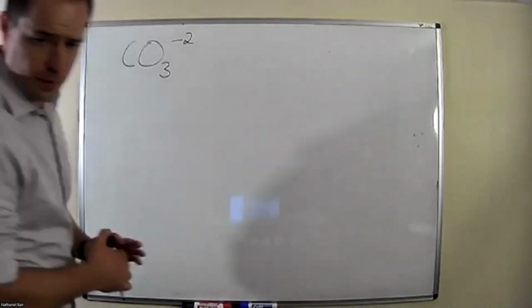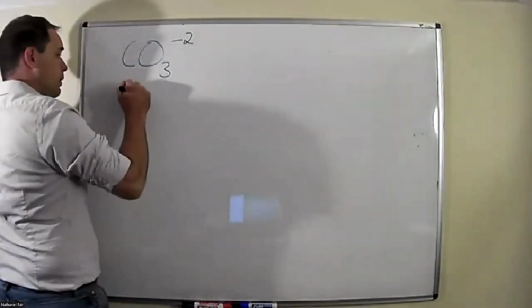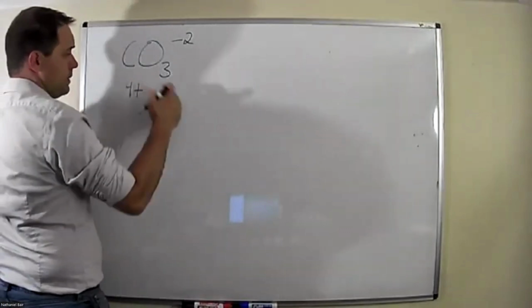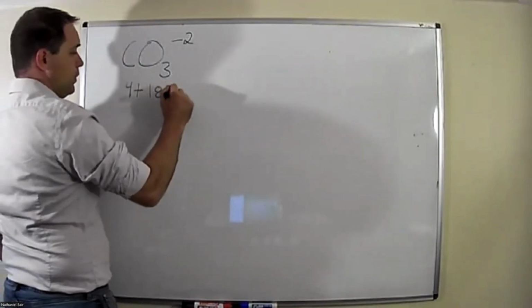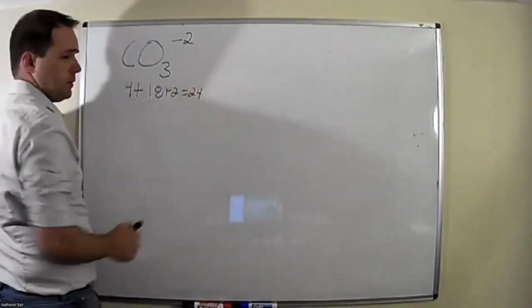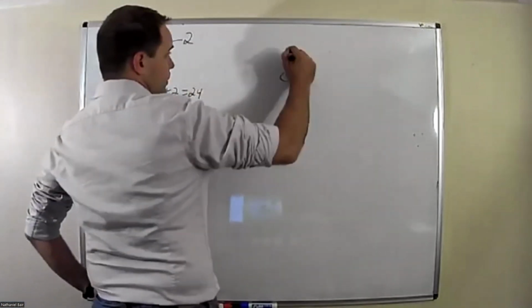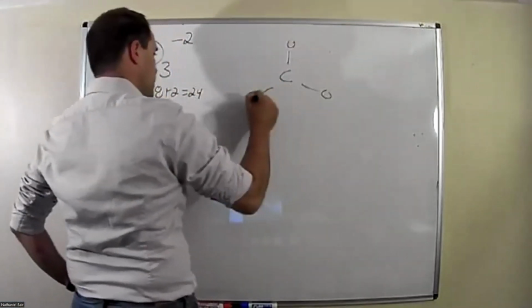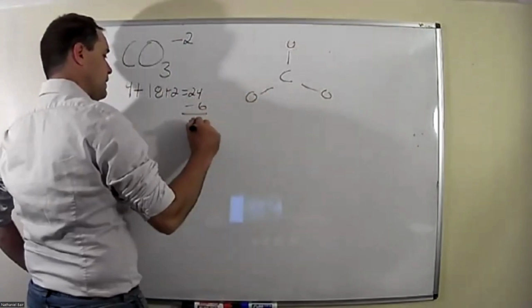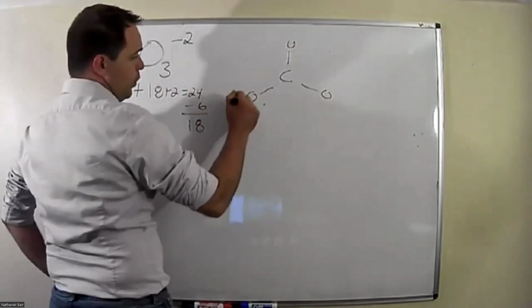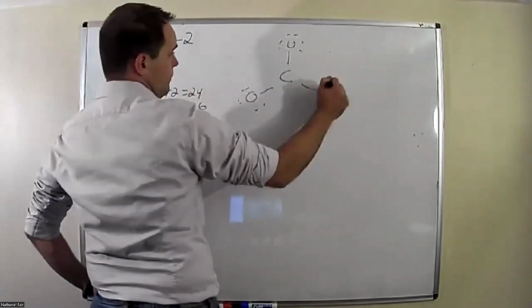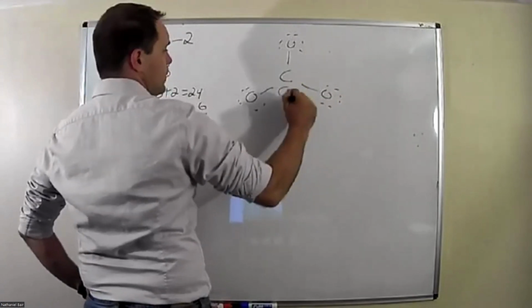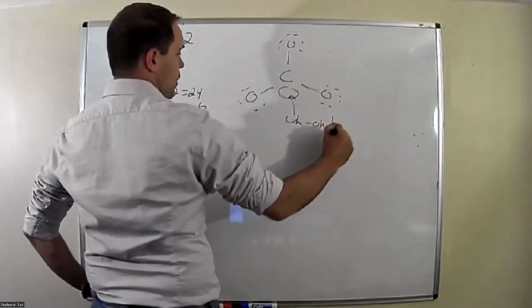Let's see how you did, folks. We got 4 plus 6 times 3, that's 18. Plus 2, that's 24 electrons to work with. You pop a carbon in the middle, we got 3 oxygens coming off of it, used up 6, got 18 left. 2, 4, 6, 8, 10, 12, 14, 16, 18. Carbon's not happy. It's an uh-oh.